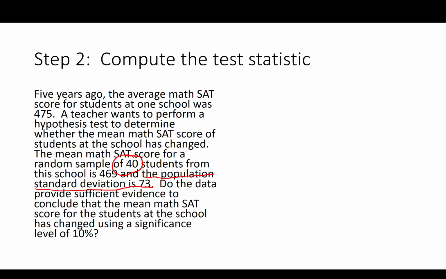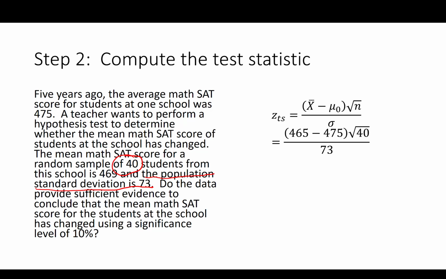z-test statistic. Let's note that the z-test statistic is in the form x bar minus mu under the null hypothesis times the square root of the sample size divided by the population standard deviation. So we know that x bar is 469, minus mu under the null hypothesis, which is 475, times root 40 divided by sigma, which is 73. Again, if you want, please pause this video and compute this z-test statistic. Here's a hint. Compute this one first, and then hit your division and then divide by 73. For the z-test statistic, I came up with negative 0.87.